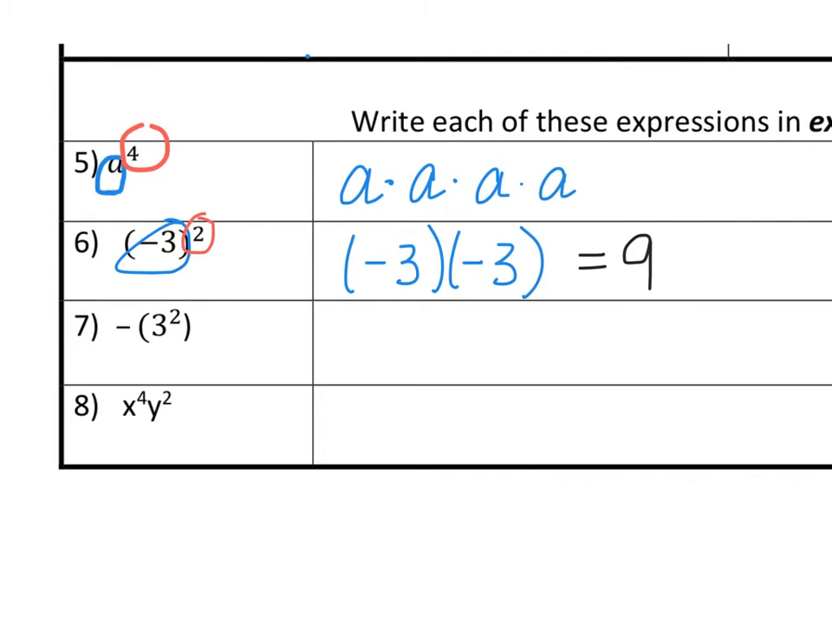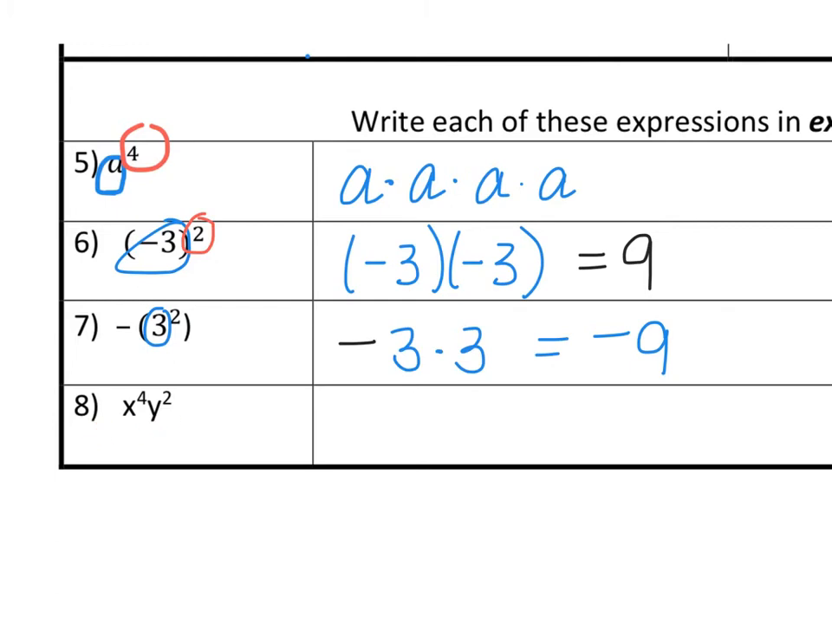Number 7. We have a base of 3. Notice that the negative sign is not inside the parentheses, so I'm just going to rewrite that negative sign over here. And the base that we have is 3, and I need to write it down 2 times. So my base is 3, so that means 3 times 3. And this is -3 times 3, so that's a -9. So let's just go over these two again. The difference between these two, number 6, the negative is inside the parentheses. Number 7, the negative is outside the parentheses. And it gives us 2 different answers.